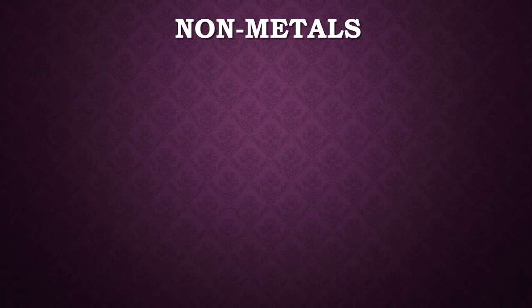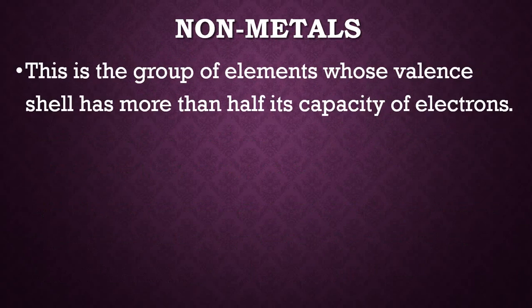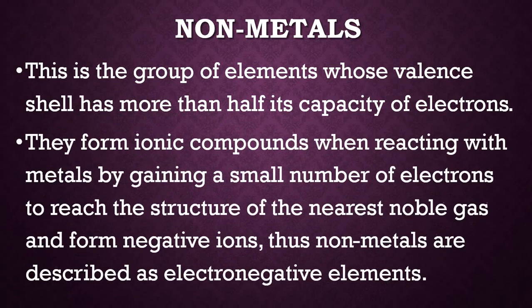The second type of elements is the non-metals. The non-metals are the group of elements whose valence shell has more than half its capacity of electrons. So the non-metals have more than 4 electrons in the outermost shell. They form ionic compounds when reacting with metals by gaining a small number of electrons to reach the structure of the nearest noble gas and form negative ions.